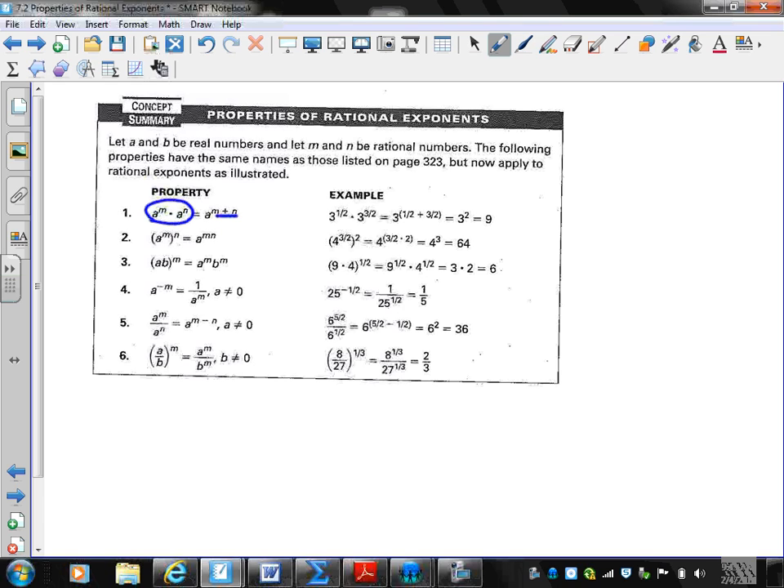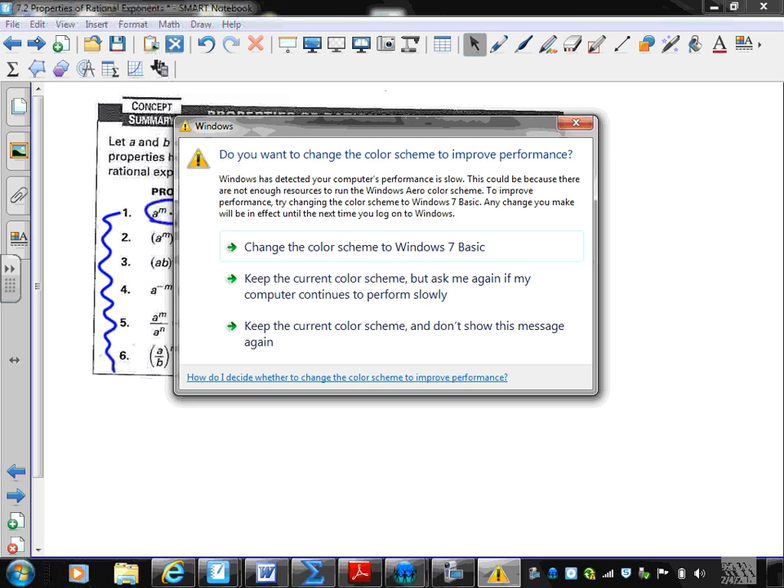Well, that's true with whole numbers as well, with integer exponents. So that still applies over here. If you notice, base 3, we're going to add those exponents, 1/2 plus 3/2, and we get 3 to the 2. So all these other rules that we have out here that we had for integers work for rational numbers as well. So you can take a look at these. You might want to pause it here, but I'm going to move on and actually do some examples with this stuff.